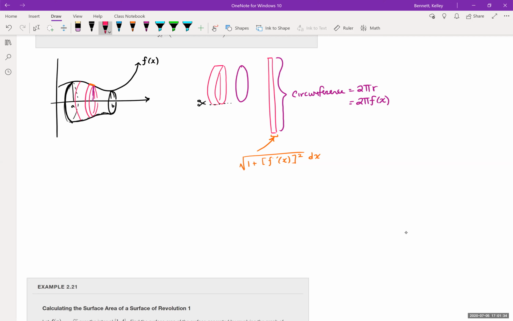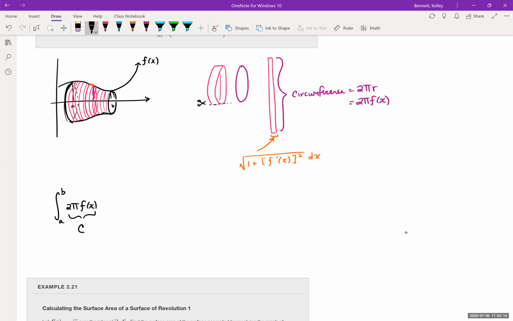So maybe you have another strip here. Then you have another strip here and here. So now you just have all these super teeny tiny little strips of paper, and you're adding up all of their surface areas. So again, because we're in Cal 2, this idea of adding things that are super, super small solidifies into the idea of integration. So what we end up with is the integral from a to b of all these little areas, which was 2 pi f of x, right? So this was your circumference.